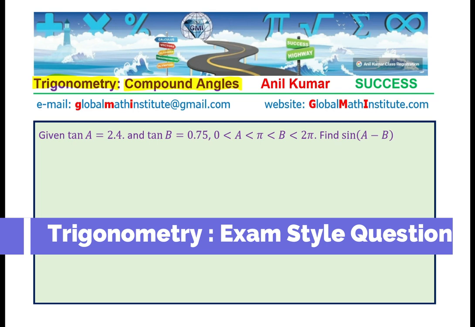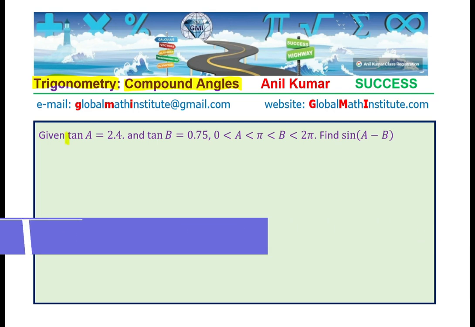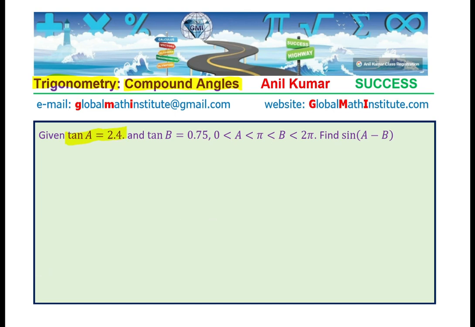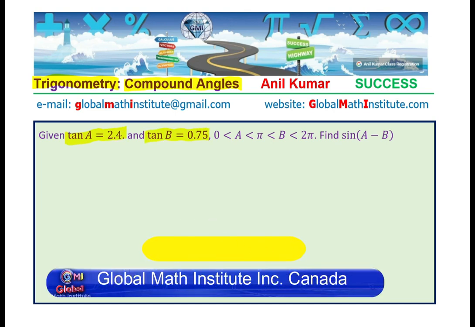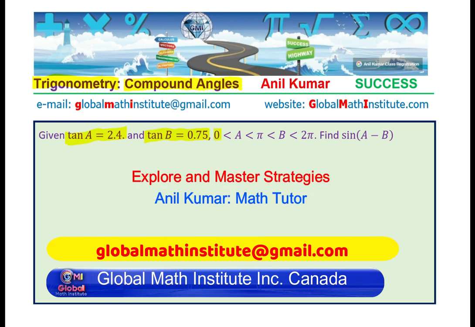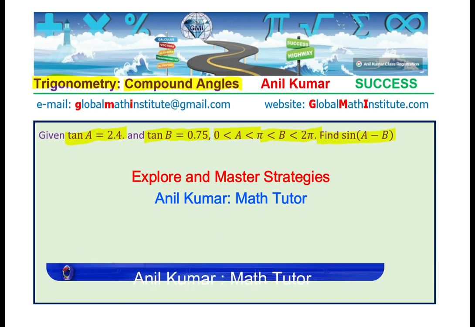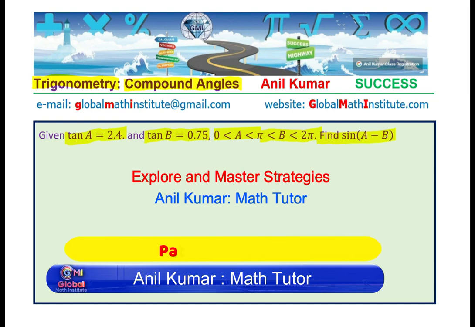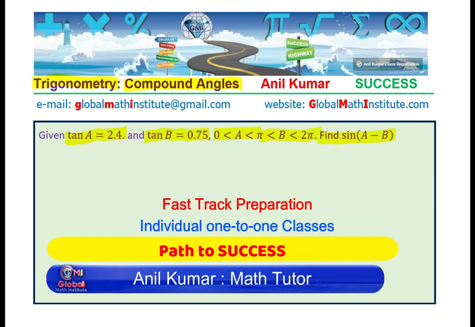Here is a very important question from test point of view. We are given tan A equals 2.4, tan B equals 0.75, and A is between 0 and pi, B is between pi and 2 pi. We need to find what is sine (A minus B). You can always pause the video and answer the question.